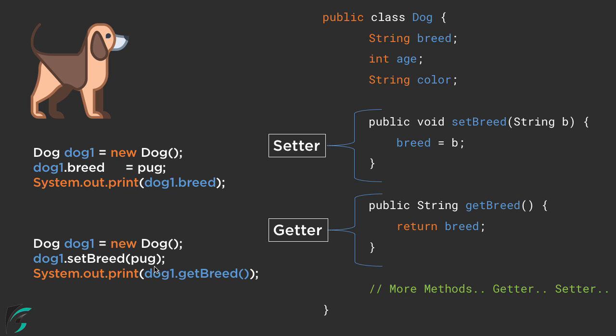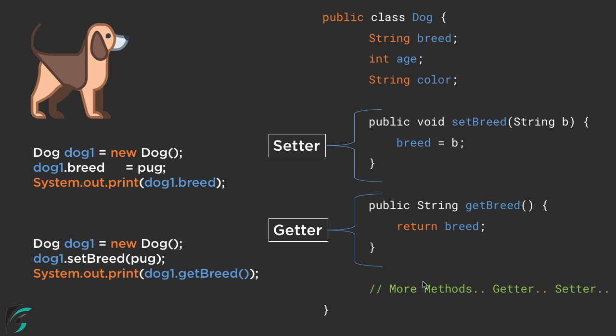So always try to use the setter and getter methods to set and print the values, instead of accessing the properties breed, age, and color directly as we did here. Always use the getter and setter methods in Java. So this was all about the getter and setter concept in Java.